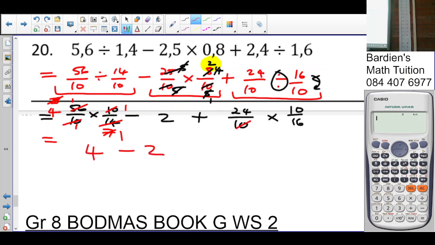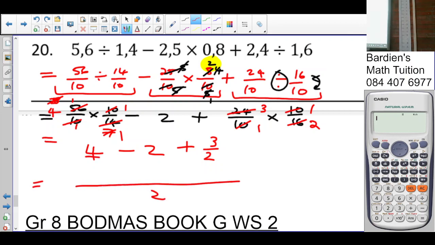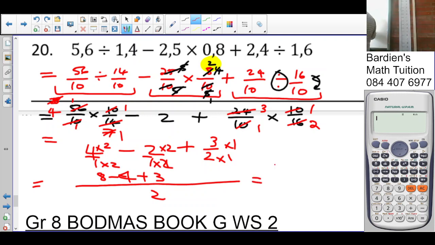Minus 2 plus, 10 goes into 10 once, 10 going into 10 once, 8 goes into 16 twice, 8 goes into 24 thrice. So it's 3 over. You all agree with that? So what's your LCM here? 2. So that must multiply by 2, which gives me now 8. Minus, you multiply by 2, gives you 4. Multiplies by 1, gives you 3. So 8 minus 4 is 4, plus 3 is 7 over 2.